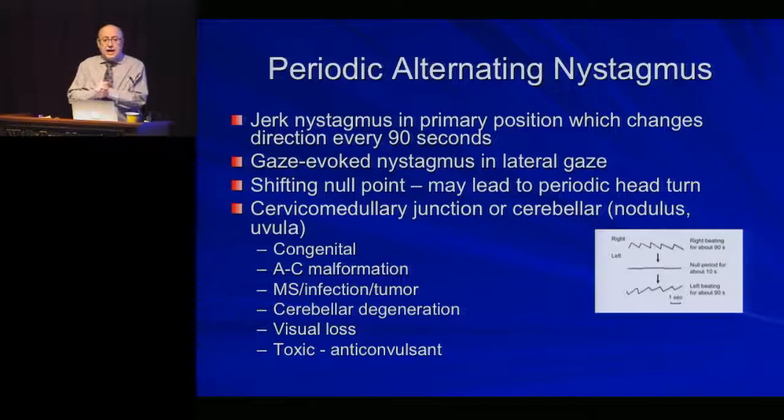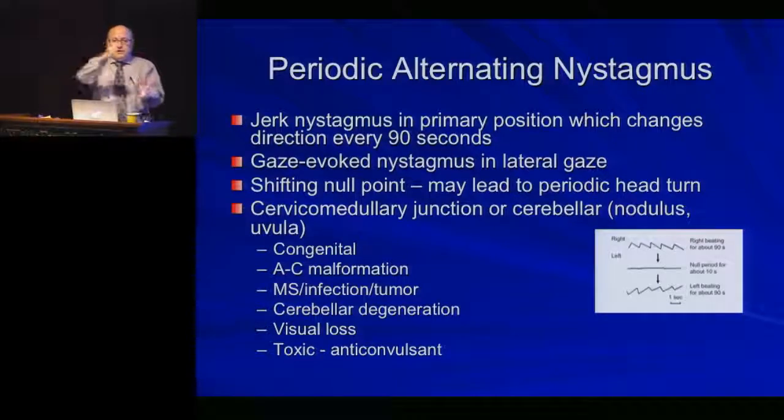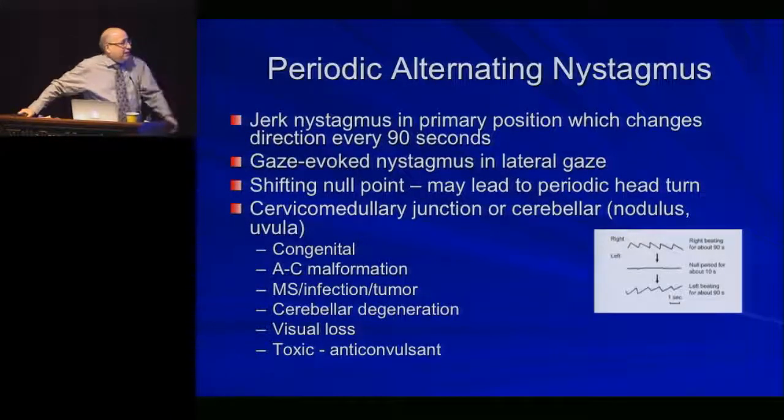It's gaze evoked in lateral gaze. So when you look to the right, it beats to the right. You look to the left, it beats to the left. The alternation is in the primary position. It's due to a shifting null point. So the null point is moving from right to left, oscillating. So if you're on one side of the null point, you beat one direction. When the null point's on the other side, you beat the other direction. And it's a lesion at the cervicomedullary junction, such as a Chiari malformation, or in the cerebellar system, such as a cerebellar degeneration. Okay?